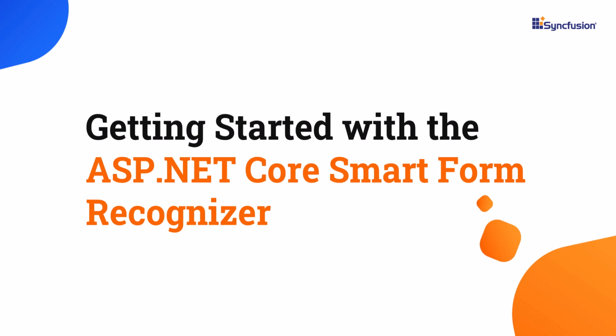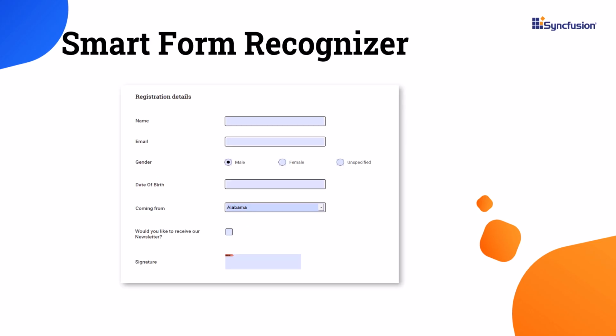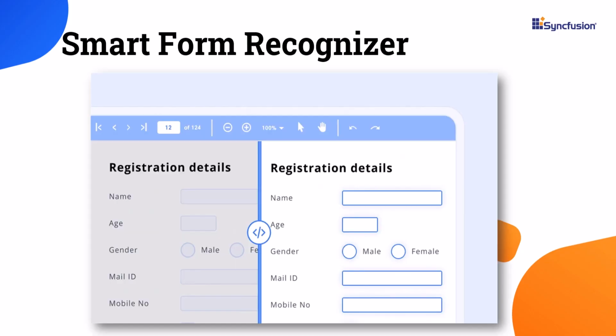Welcome to this ASP.NET Core Smart Form Recognizer tutorial. This control detects form regions and extracts text fields, checkboxes, radio buttons, and signatures by interpreting visual patterns such as boxes and selection markers. It can also generate fillable PDFs for validation and document review workflows.